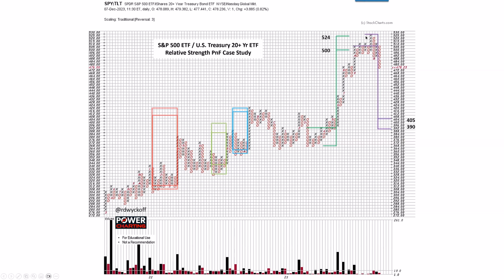Now look at this beautiful classic distribution. Looks very similar to what we saw in the UUP. So we see this big distribution structure, and then the oh no's and the uh-ohs, and down it goes.